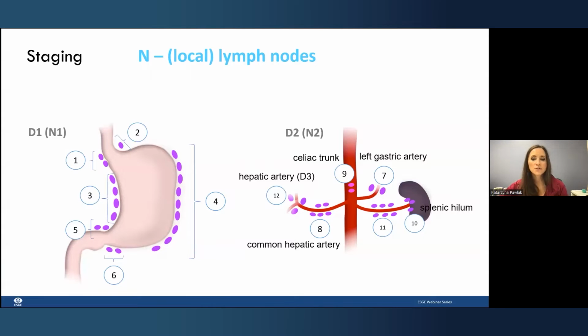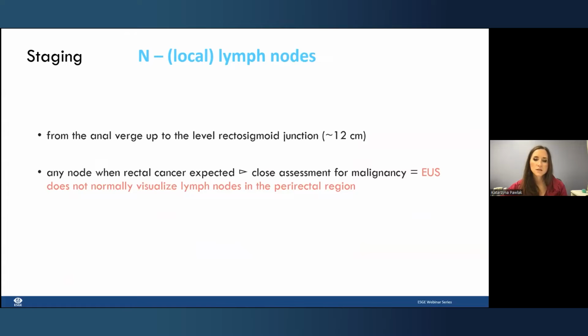And that's only to show you how many different stations you have in terms of gastric cancer. Same in the mediastinum when you assess esophageal cancer. Of course, it's very difficult to trace them all, but I think we have to check if there are any lymph nodes, so to check more or less if we see any abnormalities.